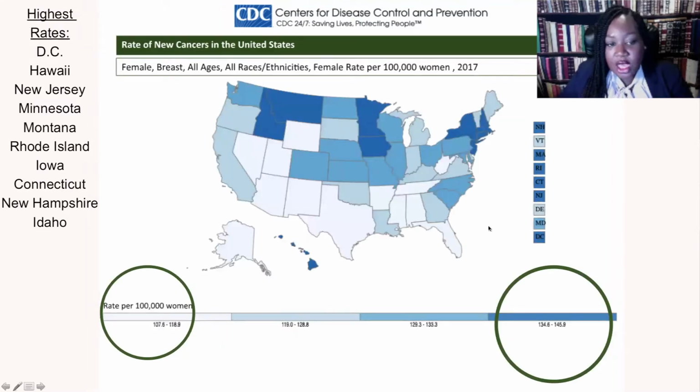So now, when we talk about where in the United States we see the highest rates of breast cancer, some of these states might actually surprise you. The highest rates start at the District of Columbia, so DC, Hawaii, New Jersey, Minnesota, Montana, Rhode Island, Iowa, Connecticut, which is where I live, New Hampshire, and Idaho. So these are some of the highest rates per capita per 100,000 women of breast cancer in the United States. That includes all races, all ethnicities, and all ages.